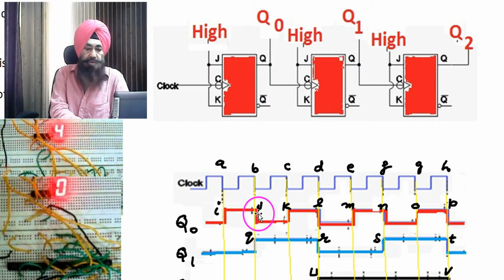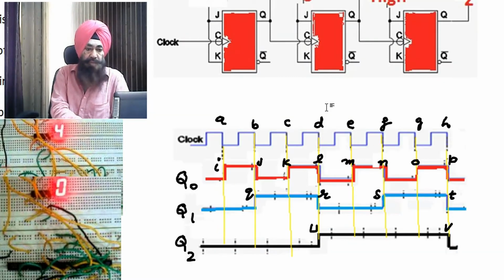Now Q0 becomes the clock of the second one. The second will toggle with this clock pulse. When this falling edge arrives at the second flip-flop, it toggles and goes from low to high level. When the falling edge arrives again, the second flip-flop toggles from high to low level, and it repeats. So this is Q1, the output of the second flip-flop.